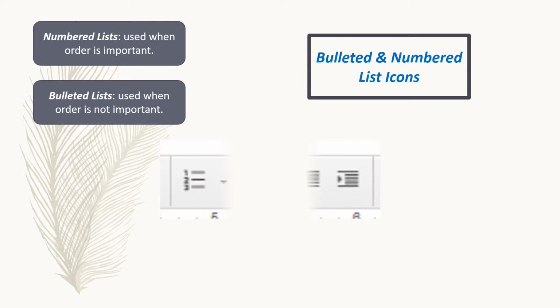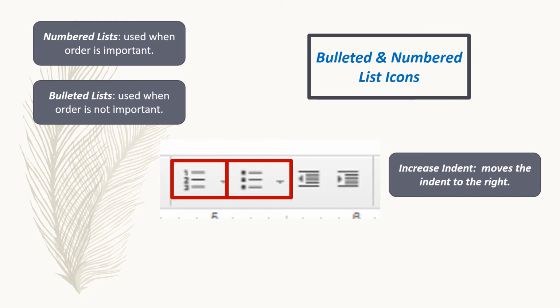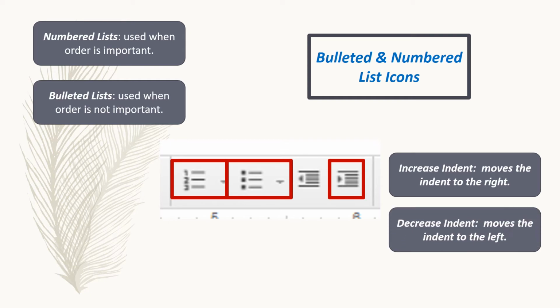When you look at your toolbar, you're going to see an icon that has 1, 2, 3. That is your numbered list. You'll also see a list that has circles. That is your bulleted list. You may also use your increase indent to move to the right, and there is also a decrease indent that allows you to move the indent to the left.